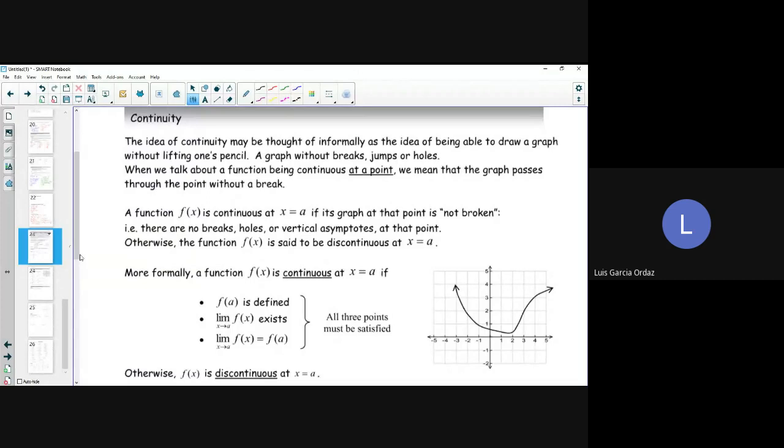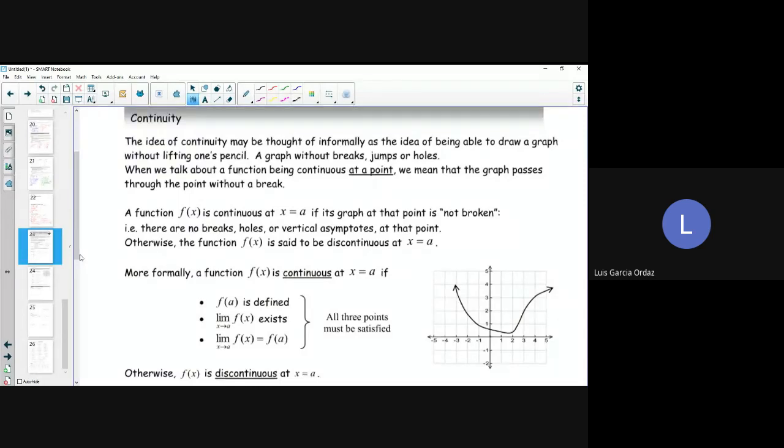So for example, if you draw y is equal to x, you can just go on forever and ever. A graph without breaks, jumps, or holes. So when we talk about the function being continuous at a point, it means that the graph passes through a point without a break. So that means there's no hole, there's no asymptotes, there's nothing that disturbs it from its natural course. A function f of x is continuous at x is equal to a if its graph at that point is not broken.